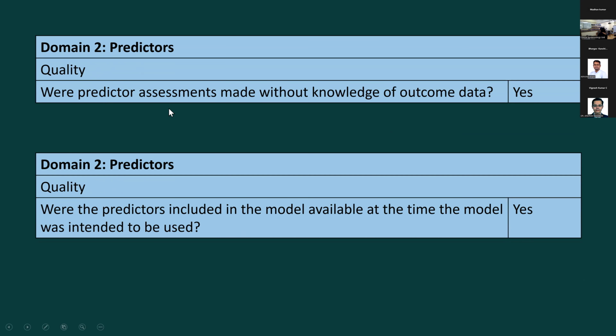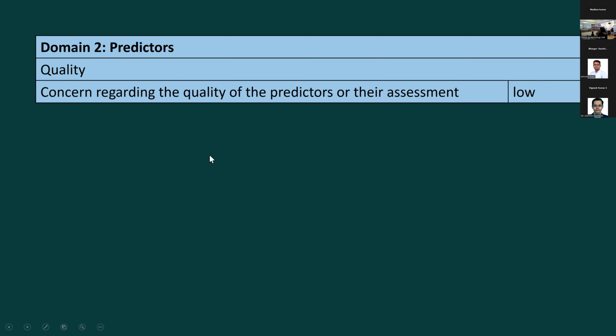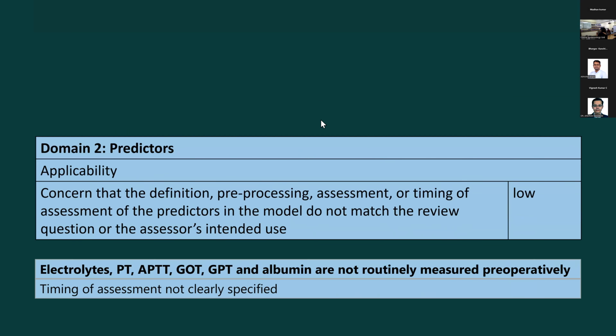Were the predictor assessments made without the knowledge of the outcome data? In order to prevent data leakage, the predictors should be assessed before the outcome data, which they have done, so yes. Were the predictors included in the model available at the time the model is intended to be used? Yes, these are all preoperative predictors. So overall, the concern regarding the quality of the predictors or their assessment is low.